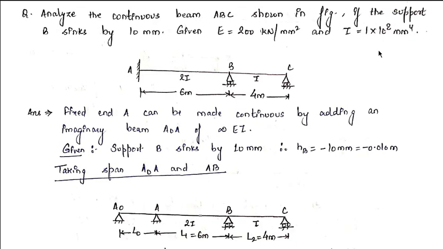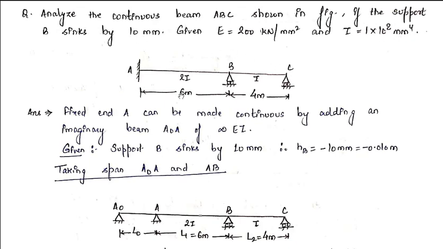Now let us do another numerical problem on the analysis of continuous beams with a fixed support by using three moment equations. The question is: analyze the continuous beam ABC shown in the figure if the support B sinks by 10 mm. Given the modulus of elasticity E is 200 kilonewton per mm square and the moment of inertia, capital I, is 1 into 10 to the power 8 mm to the power 4.